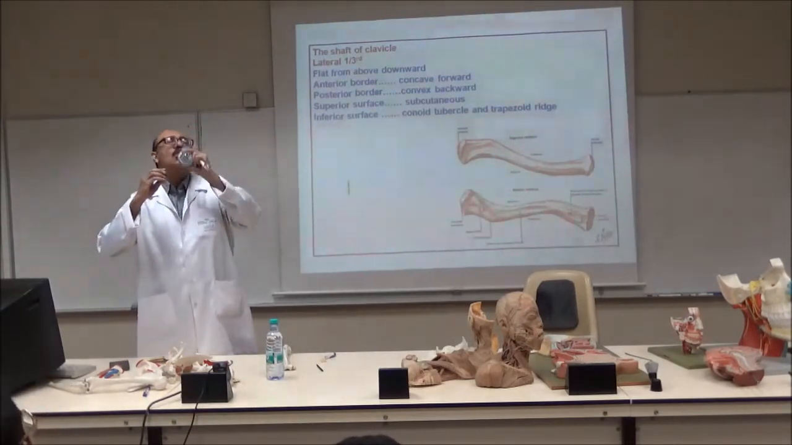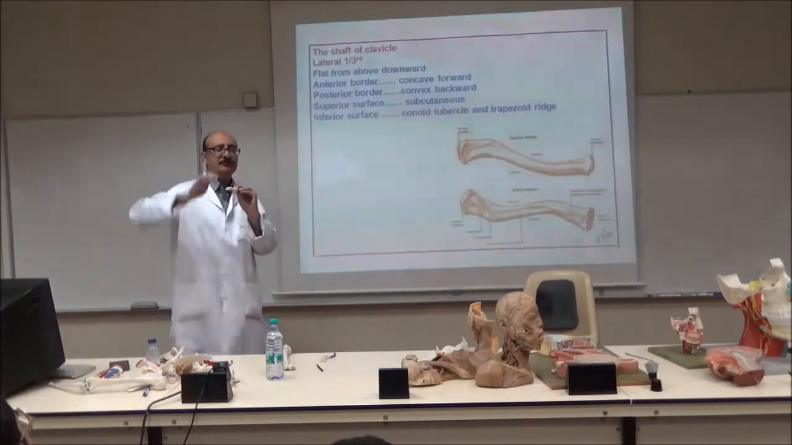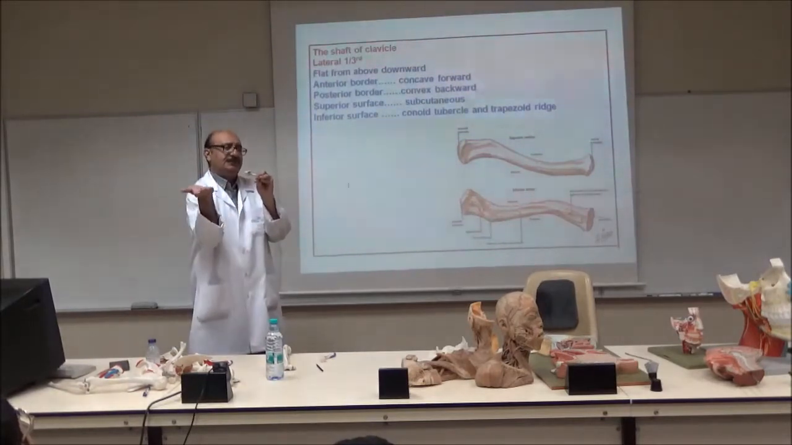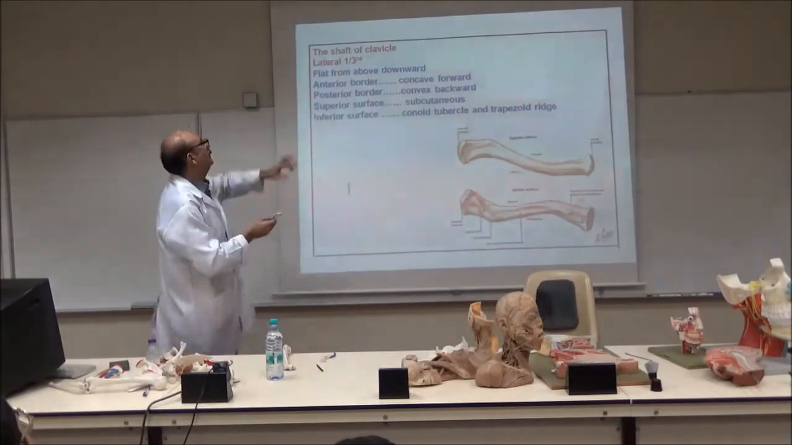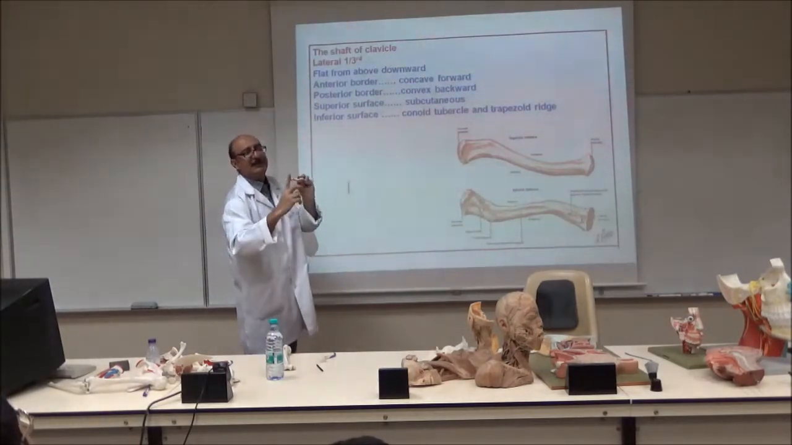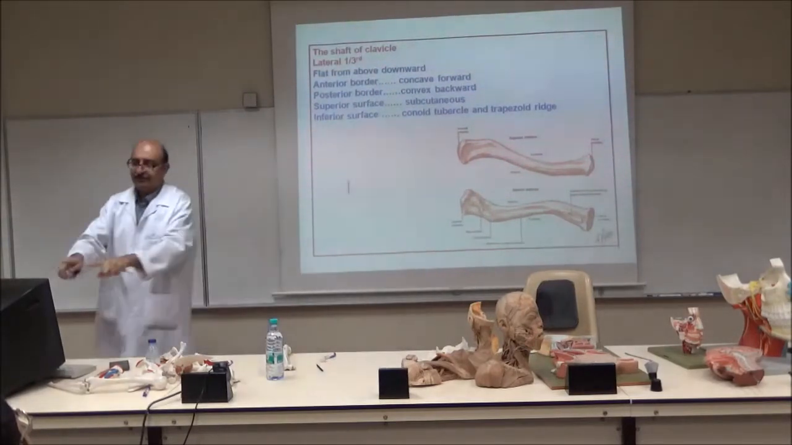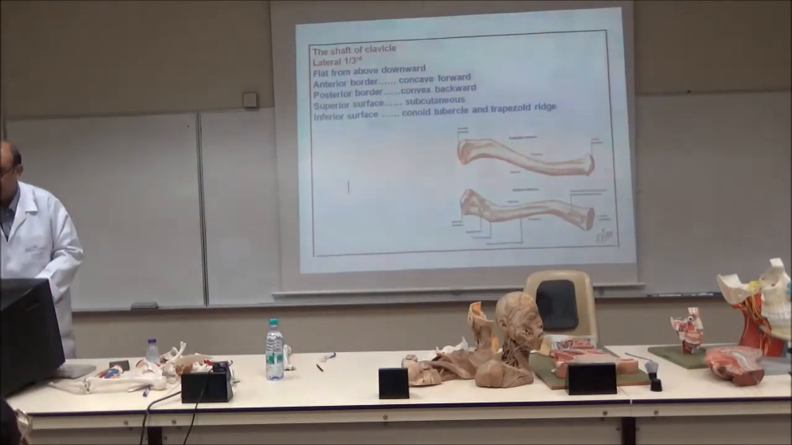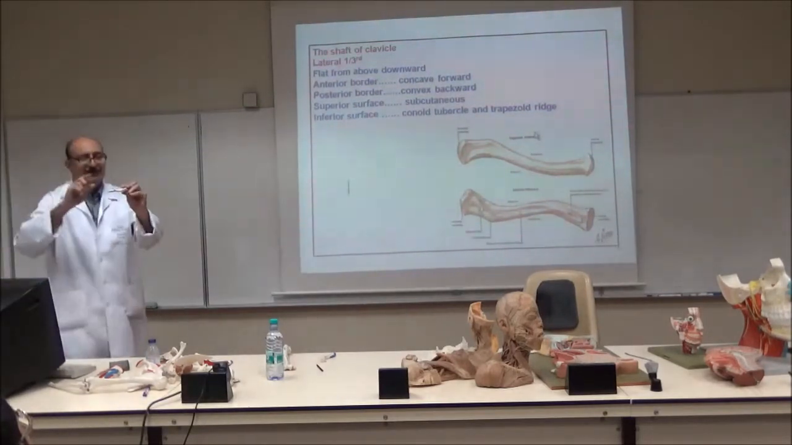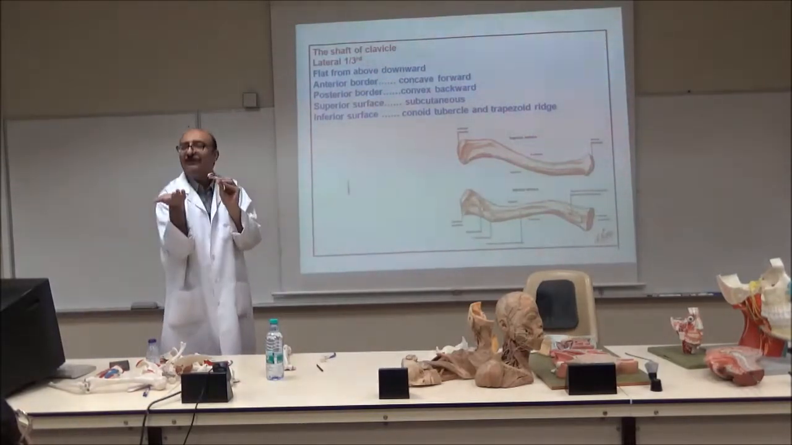What is the superior surface and the inferior surface? Here is my clavicle. All this is superior surface, all this is inferior surface, same above and down. Anterior border: where is the border? The border is the sharp line anteriorly. The border is the sharp line posteriorly. This is a border. This is a surface. So think of sharp margins as borders and flat areas as surfaces. Okay?